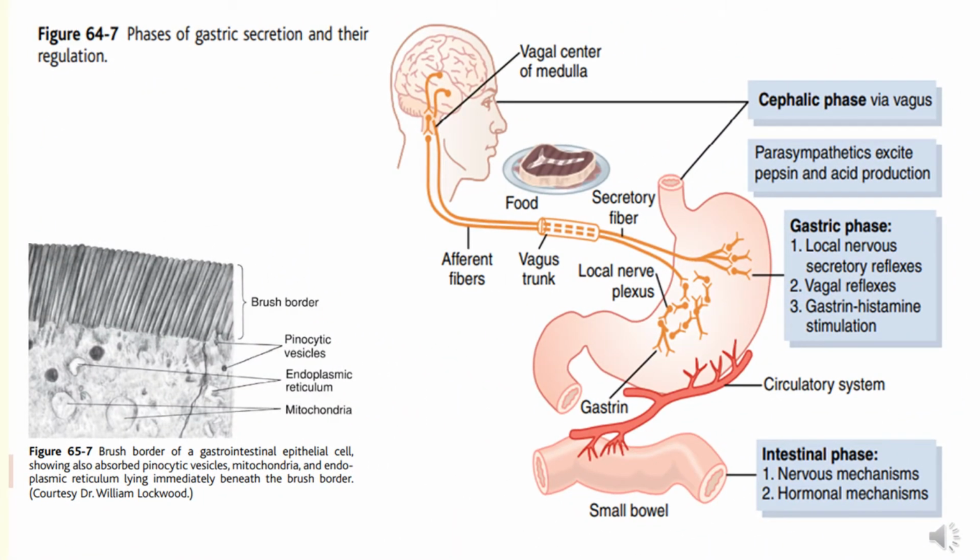Phases of gastric secretion and their regulation are shown. Cephalic phase via the vagus. Parasympathetics excite pepsin and acid production. Gastric phase: local nervous secretory reflexes, vagal reflexes, and gastrointestinal stimulation. The intestinal phase includes nervous mechanisms and hormonal mechanisms.